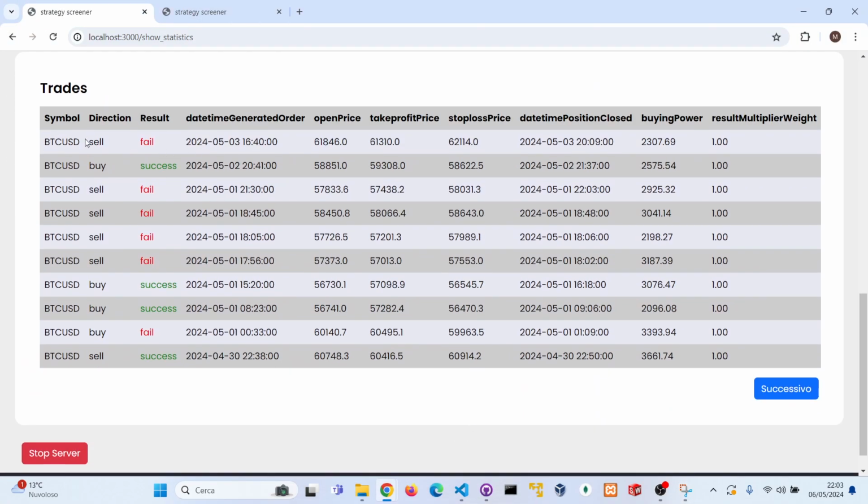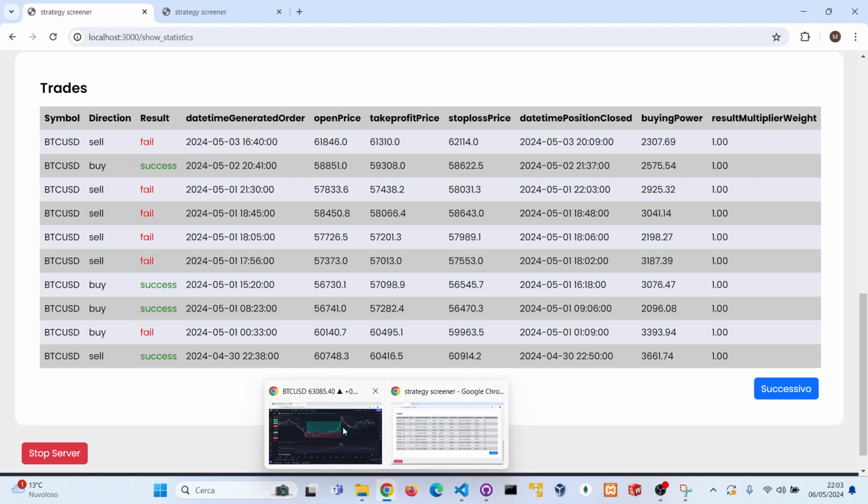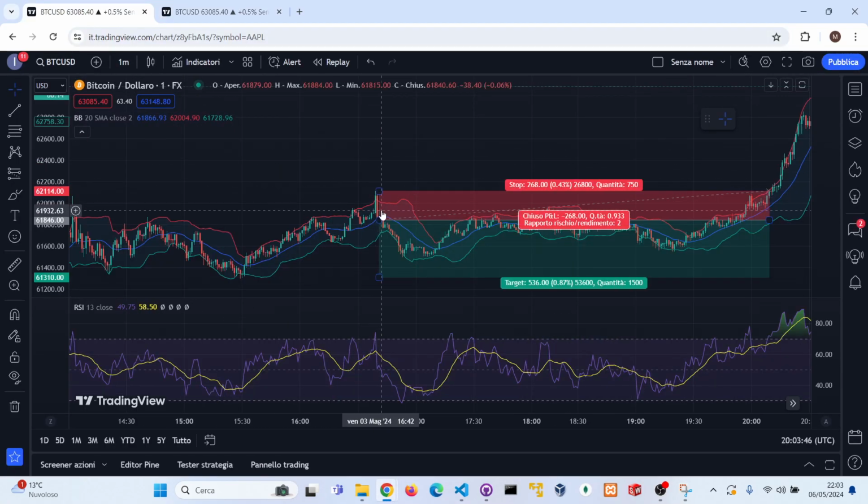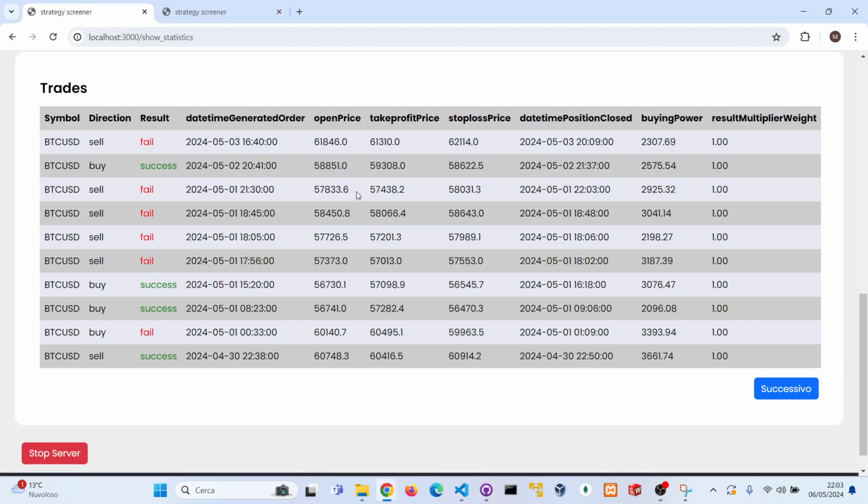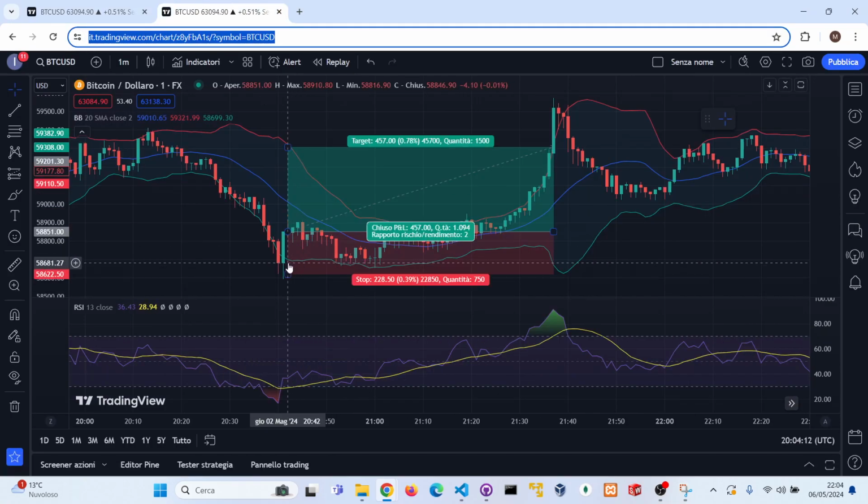For example, this one was a short position at this daytime. So let's take a look at this trade, and it is here. It was generated at this daytime. It was opened here and it was closed here. And as you can see, it was a fail, as my software predicted at the exact same daytime. Then let's take a look at a long position, in this case a success. So it is here, it was opened here, and as you can see, it was a success.